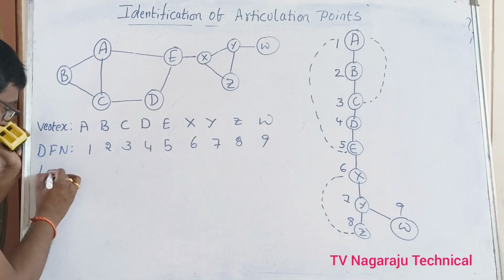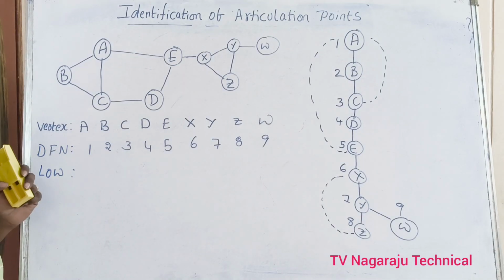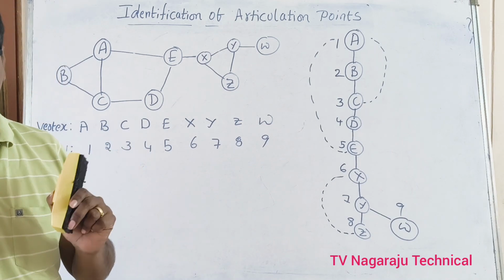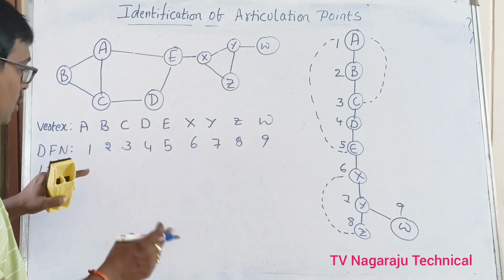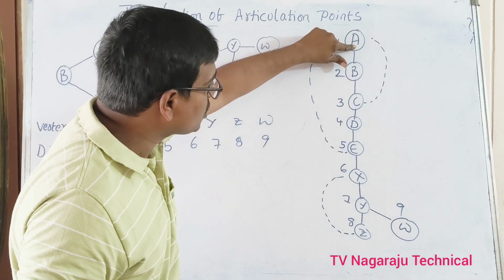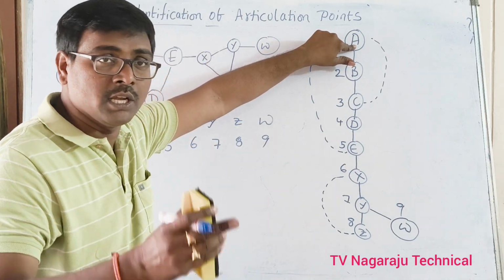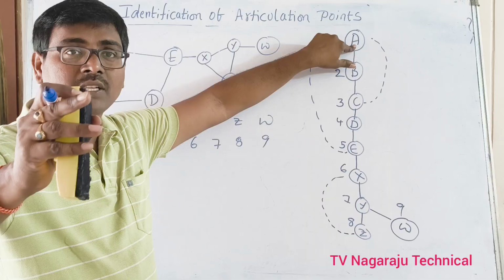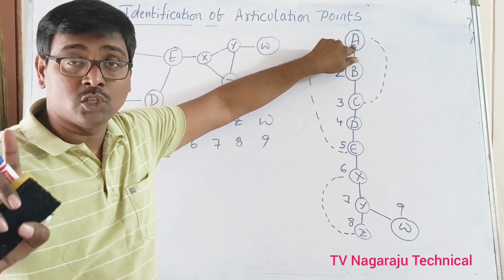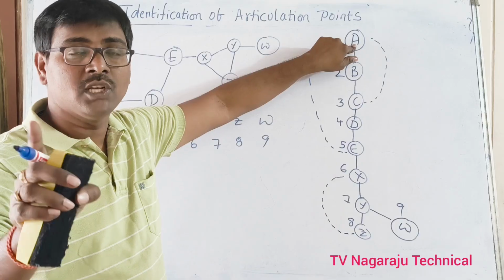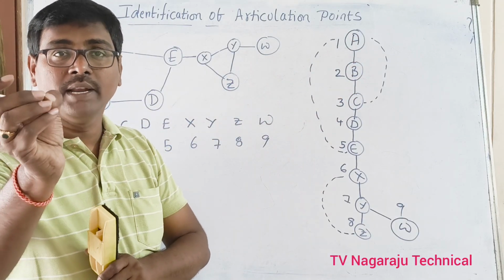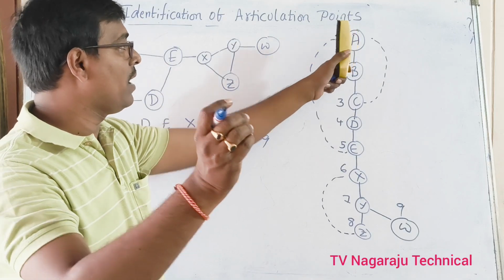And then what is your step? You need to calculate the low value. You can calculate it directly or by using the formula. I can do both. First, I will calculate directly. Low means starting at one vertex, you traverse some edges and only one back edge, and reach the same vertex. In this path, the smallest DFN number is the low value.